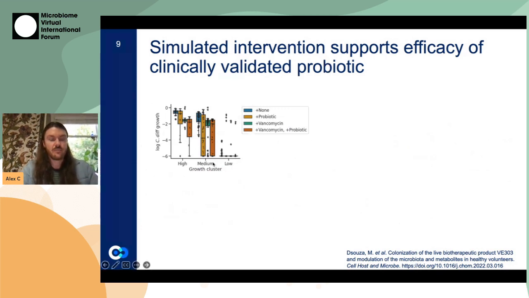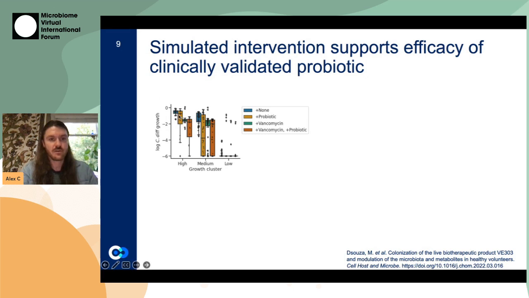And so essentially we do the simulated intervention similar to the simulated invasion. We just introduce the probiotic alongside C. diff in this case. We also introduced a simulated antibiotic intervention where we reduce the abundance of organisms known to be affected by vancomycin. And what we see is, again, across these growth clusters that I described previously, in the absence of any intervention, you see there's this high, medium, and low growth regimes of C. diff.